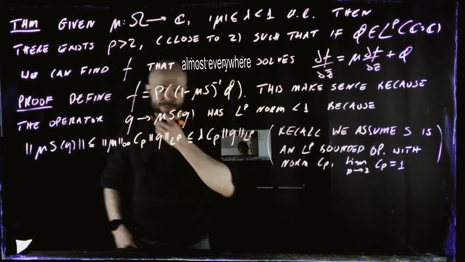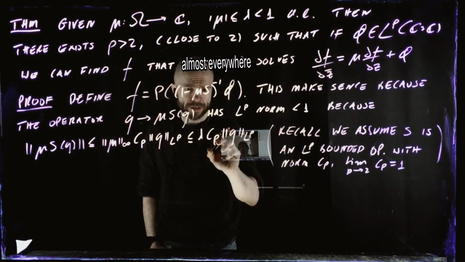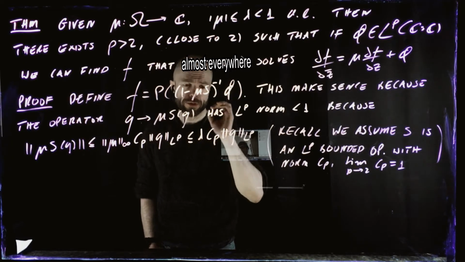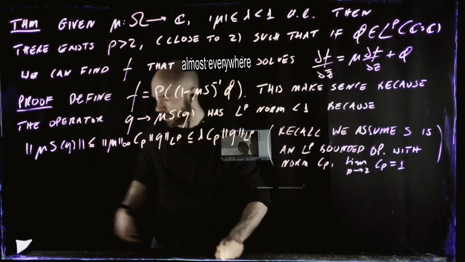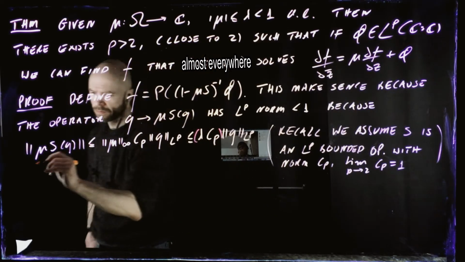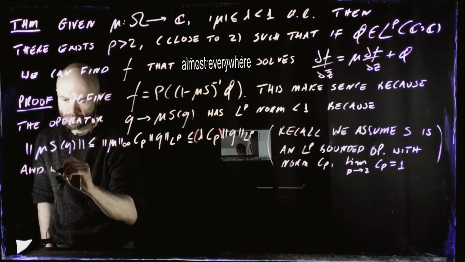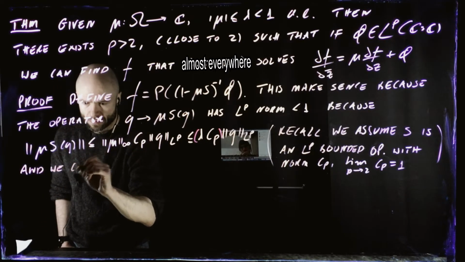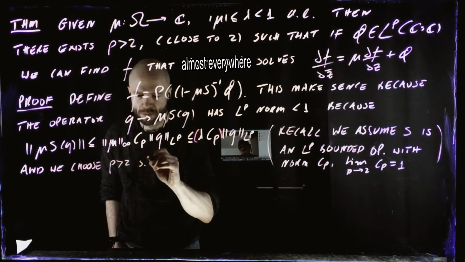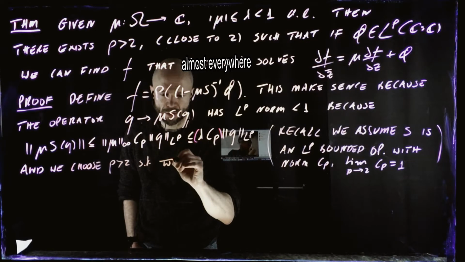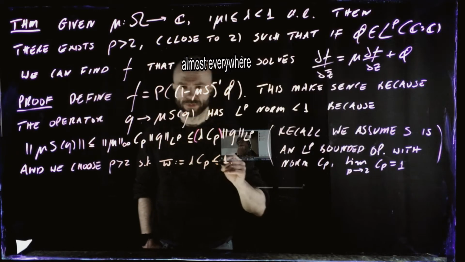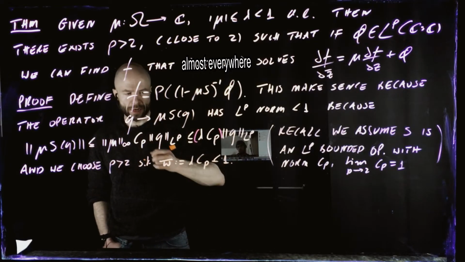Okay, so if this is the case, then we are happy because C_p is arbitrarily close to 1, right? Lambda is strictly less than 1, so we can choose p sufficiently close to 2 to make this number right here strictly less than 1. Let's call this thing omega, which was lambda times C_p, is less than 1. Okay, that's what we talked about on Monday.